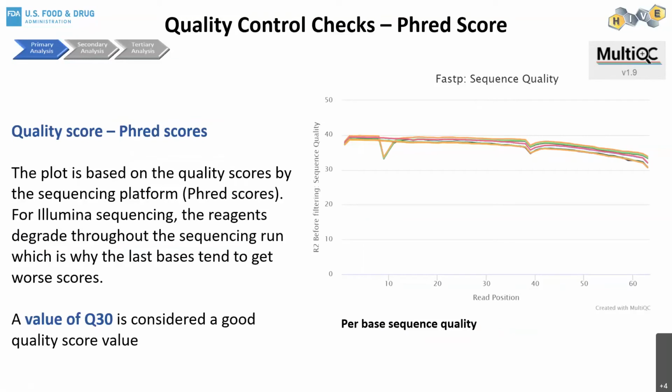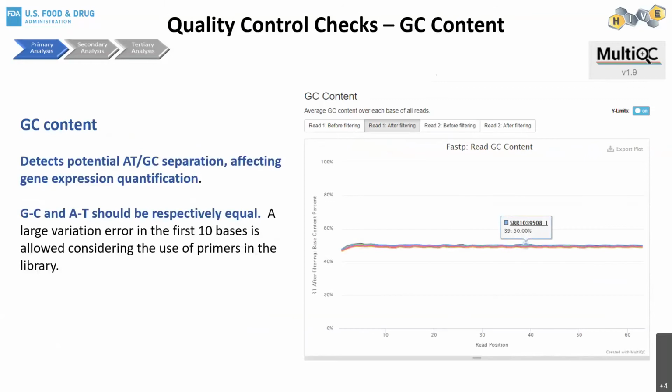The quality score, using the Phred scores. This plot is based on the quality scores given by the sequencing platform. Usually for Illumina sequencing, we know that the reagents degrade through the sequencing run, which is why the last bases tend to get worse results, or at least worse scores. Usually Phred scores above 30, Q30, are considered good quality, but we need to pay attention to this graph. In case you see something unusual, then you communicate those results and raise some flags.